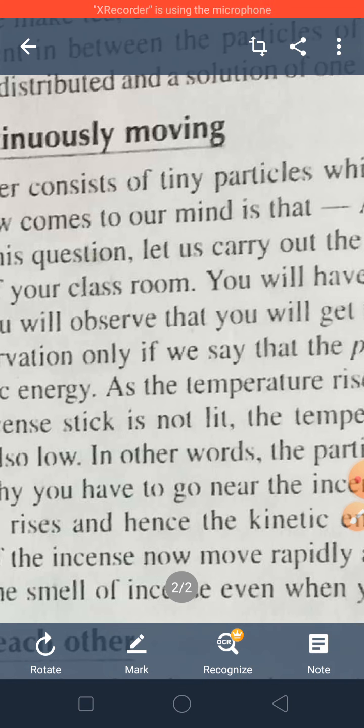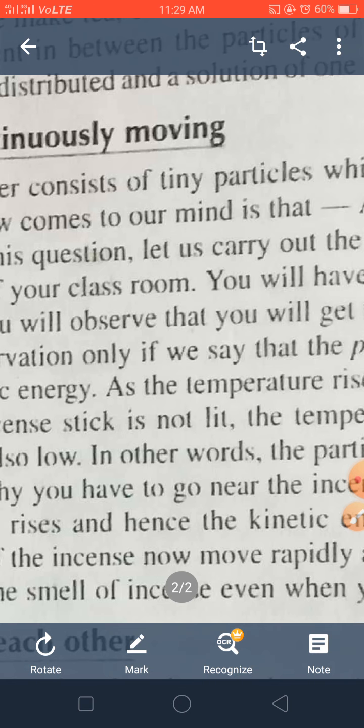this motion, in other words, we know that due to motion the particles possess kinetic energy. You must have learned this in your physics classes. So once the temperature of the particles of matter increases, their kinetic energy increases and they start moving more vigorously.